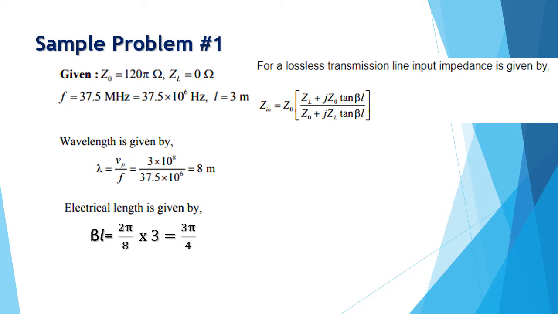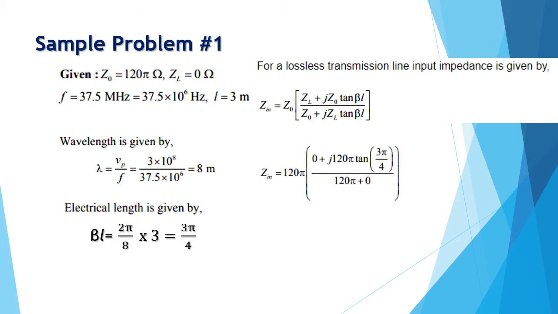For a lossless transmission line, the input impedance is given by this formula. Z sub in equals Z sub O times the quantity of Z sub L plus J times Z sub O times the tangent of beta L, which is our electrical length, divided by Z sub O plus J Z sub L times tangent beta L.